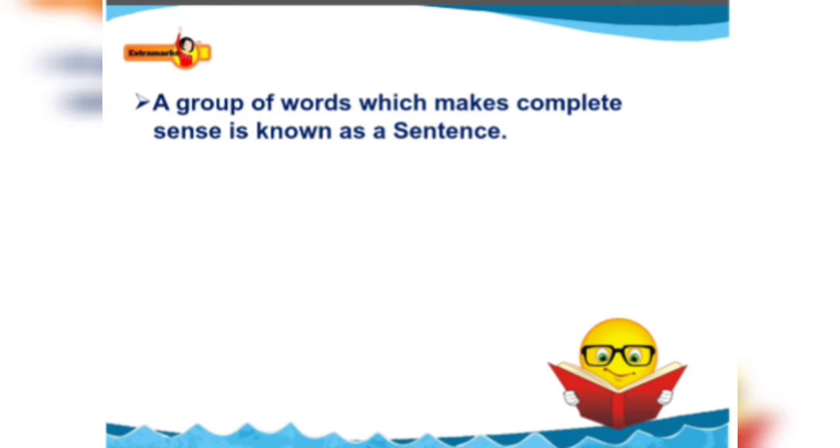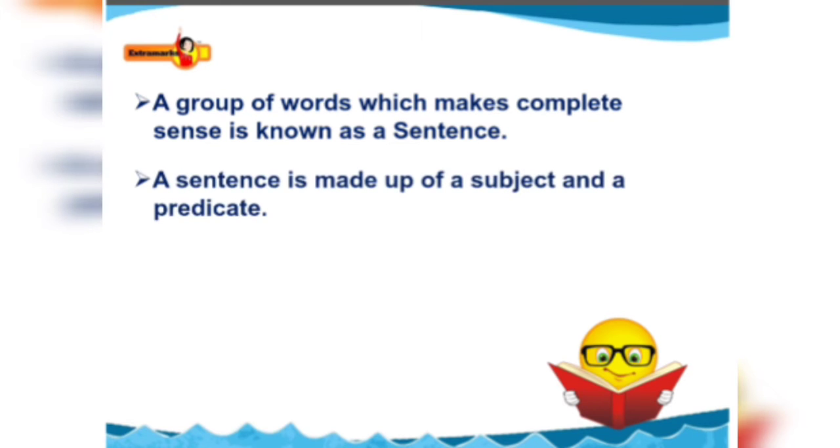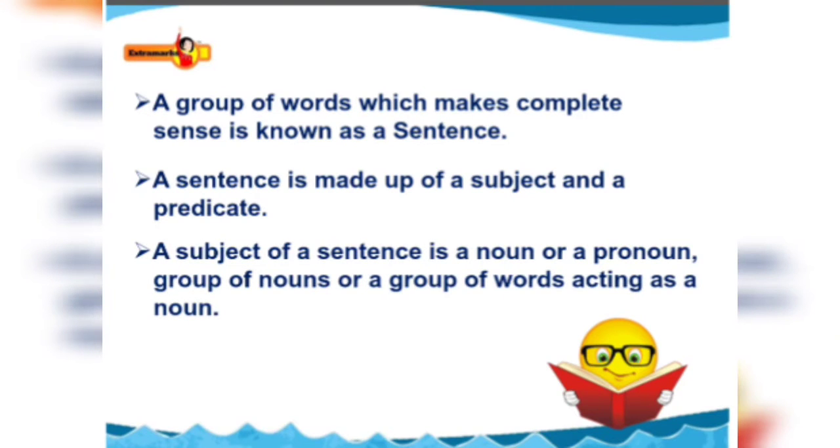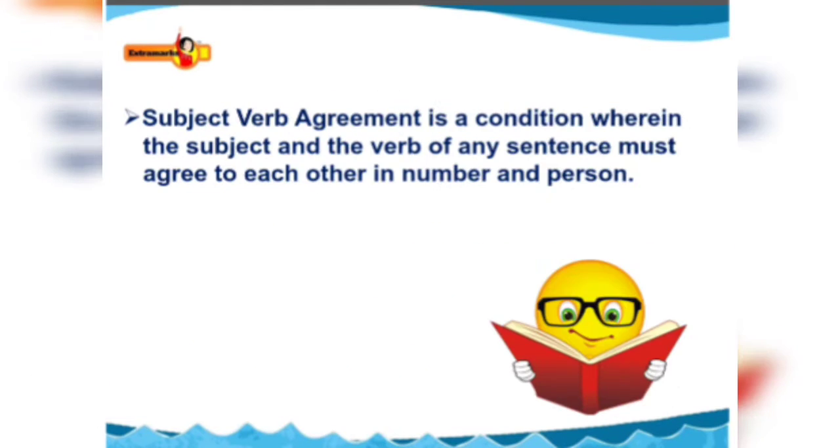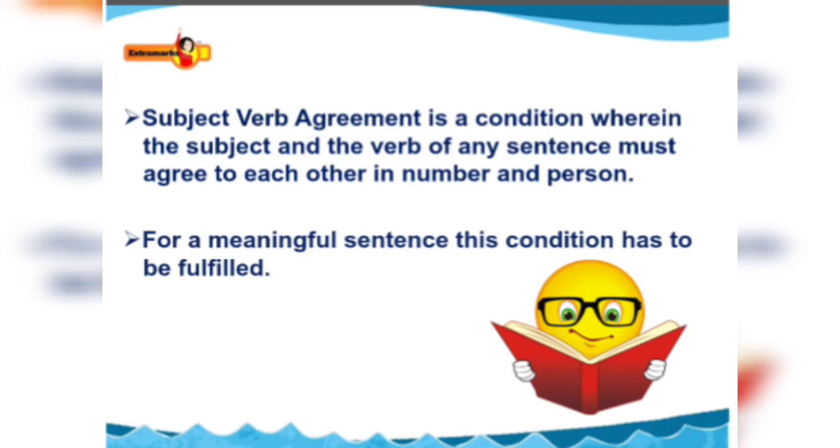A group of words which makes complete sense is known as a sentence. A sentence is made up of a subject and a predicate. A subject of a sentence is a noun or a pronoun, group of nouns or a group of words acting as a noun. A predicate contains a verb. Subject-verb agreement is a condition wherein the subject and the verb of any sentence must agree to each other in number and person. For a meaningful sentence, this condition has to be fulfilled.